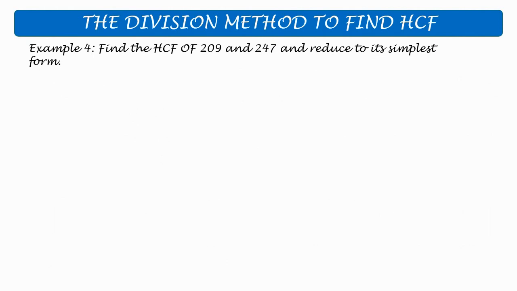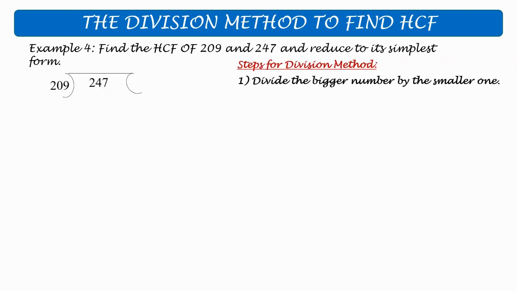Now students, we have another example. Find the HCF of 209 and 247, and here we have to reduce it to its simplest form. So we will follow all the steps for the division method. From 209 and 247, 209 is the smaller number and 247 is the bigger number. So 209 will be the divisor and 247 will be the dividend.